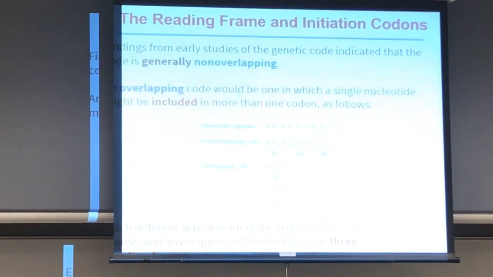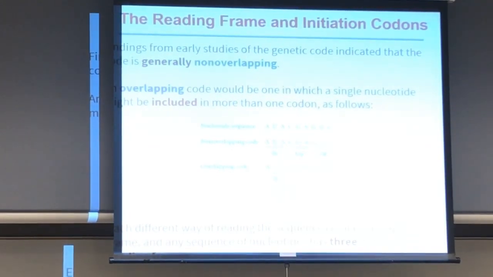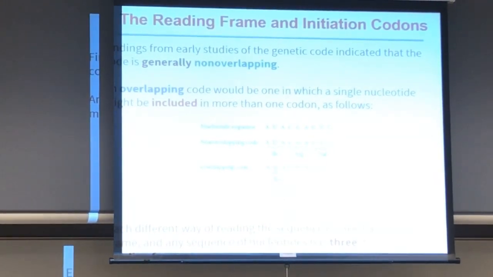An overlapping code would be one in which a single nucleotide might be included in more than one codon, as follows. Each different way of reading the sequence is called the reading frame. So this is reading frame 1, and it has these 3 amino acids. If you skip the A, then this, and the further will become the second frame and the third frame, and so on. So there are potentially 3 different reading frames in a given messenger RNA, but usually eukaryotes do not follow that mode.